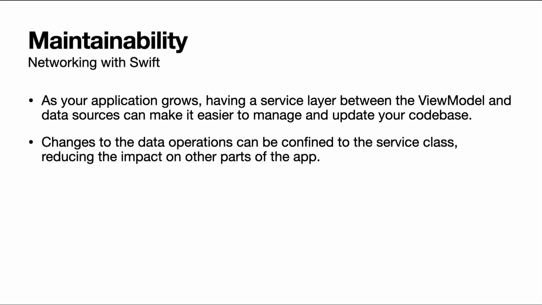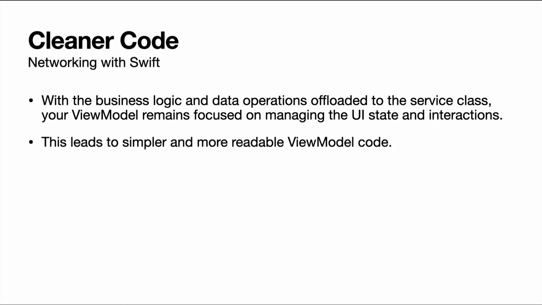And then next point, maintainability. As your application grows, having a service layer between your view model and the data sources can make it easier to manage and update your code base. Changes to the data operations can be confined to the service class, reducing the impact on other parts of the app. You also have cleaner code that pretty much just relates to everything I just said. We're offloading responsibility from the view model to a service, and that just leads to simpler and more readable view model code.